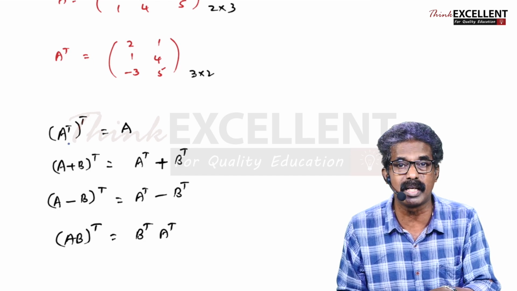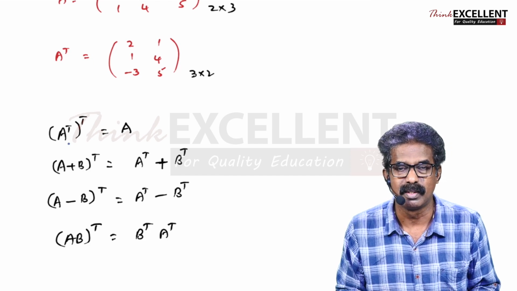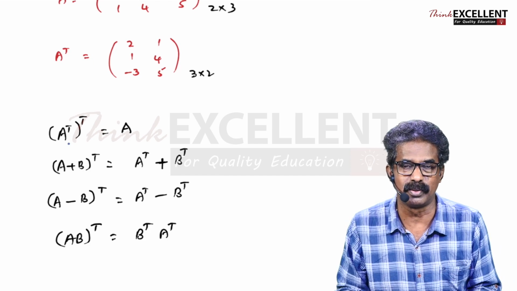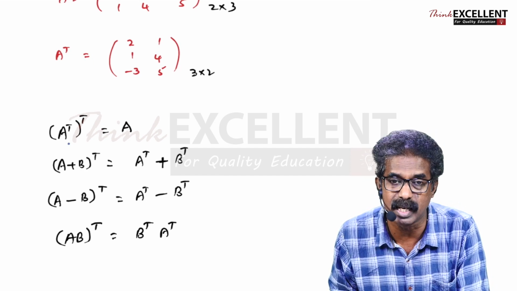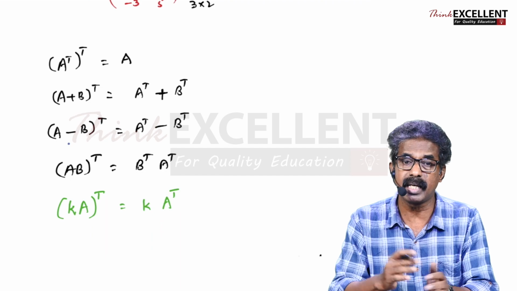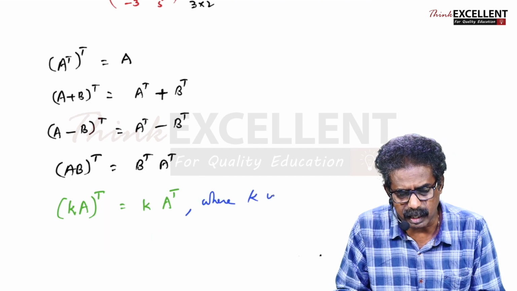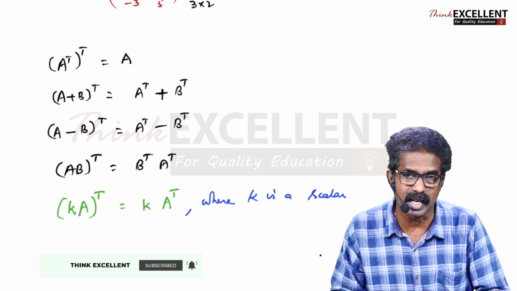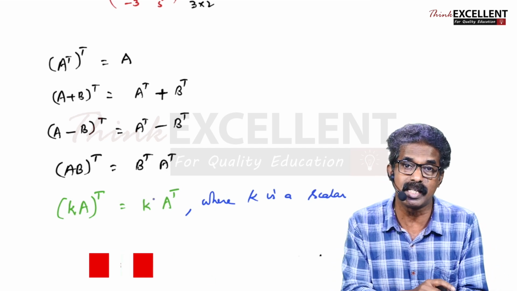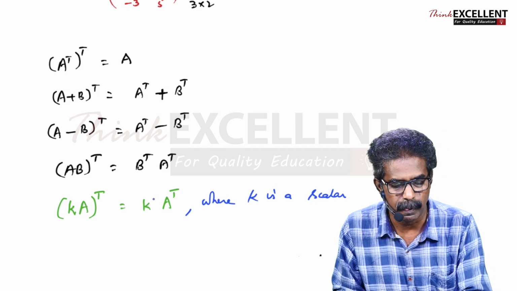This transpose is only for matrix, not for scalar. Suppose some 5A. 5 is a scalar, right? Don't take 1 by 5. No, 5 you write as it is, only for A you take transpose. Suppose I am taking a constant scalar K. KA transpose, where K is a scalar. Then K you write as it is, K into A transpose. Suppose K is a matrix, then you know the reversal order, right? A transpose into K transpose, right?